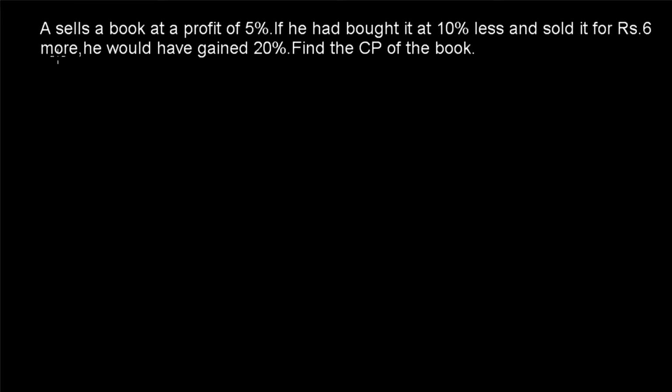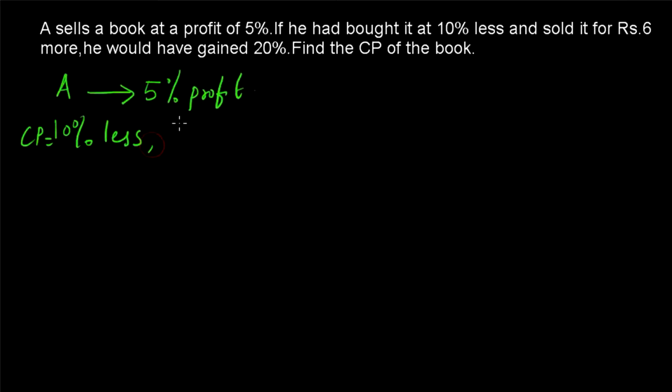So what's the given question? A is selling a book at a profit of 5%. Suppose that he is buying the book at 10% less, so the cost price is 10% less, and he is selling it for rupees 6 more. Then he would have gained 20% profit.